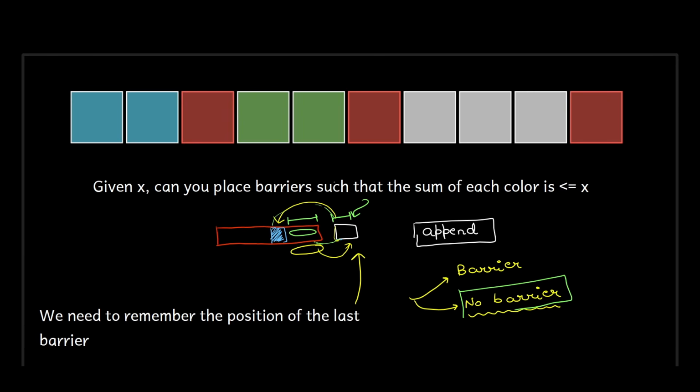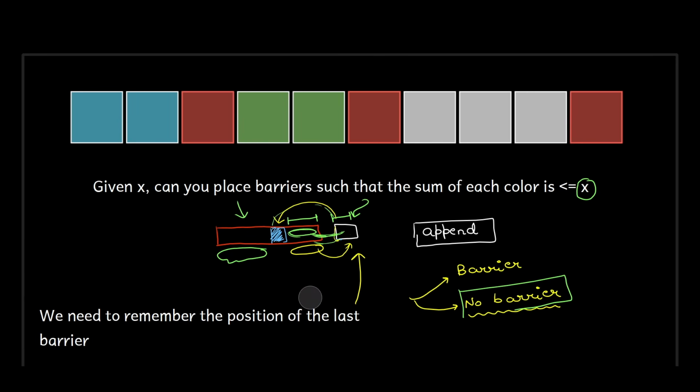Why? Because every color on the left hand side of the barrier will already be satisfying this constraint, right? And the only color that could have violated is this green color, and you have already merged these two segments together and validated that the sum is still less than or equal to x, and you have not added any new barrier. So if you have the answer to this problem, and if you decide to keep this as not a barrier, then you can also know the answer to this problem, as long as you remember where your last barrier is in the optimal configuration.